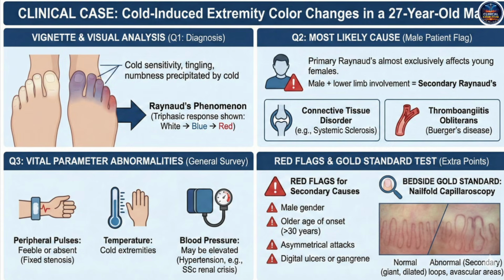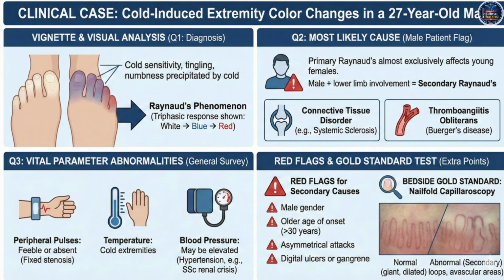You need to name the underlying pathology responsible for secondary Raynaud's. The answer to write, secondary Raynaud's phenomenon due to connective tissue disorders such as systemic sclerosis, or thromboangiitis obliterans, also known as Buerger's disease.